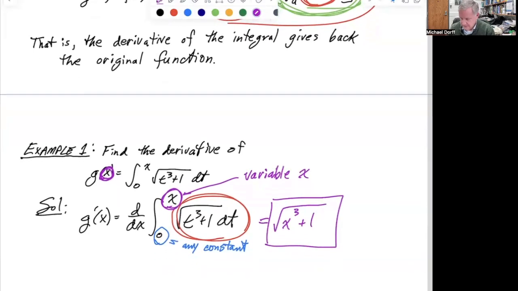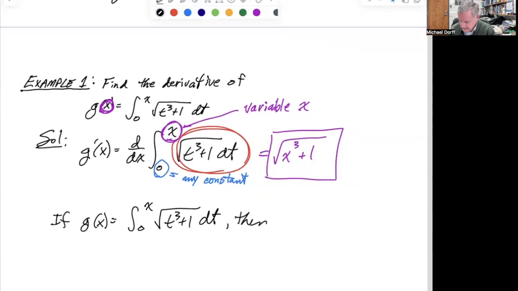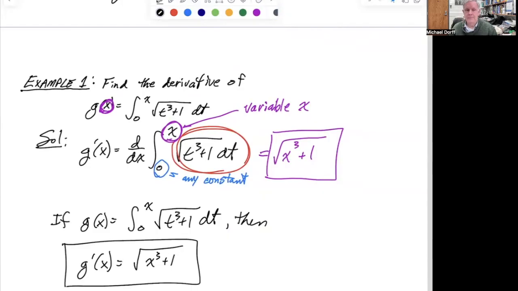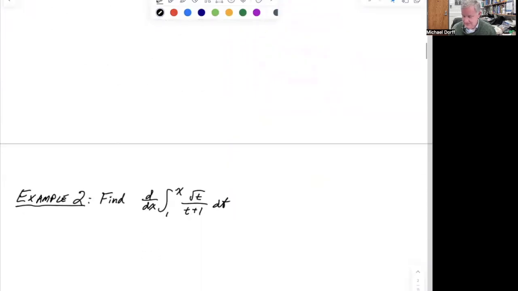Again, just to show it really quickly, if g of x is this integral from 0 to x of the square root of t cubed plus 1 dt, then the derivative of g is just going to be the square root of x cubed plus 1. That's it. Isn't that simple? Isn't that cute? Let's look at another example.